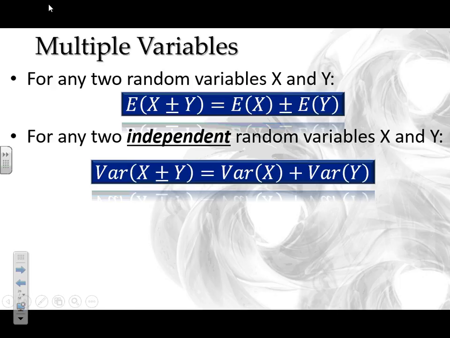Now, when you calculate the variance like this, once I take the variance of x plus the variance of y, is that going to be my final answer?